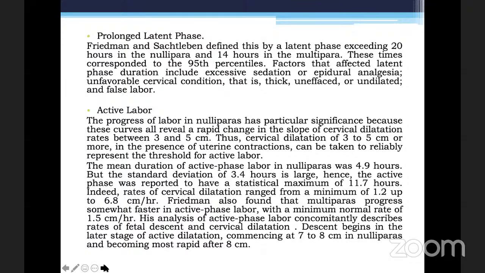Prolonged latent phase: Friedman and Sachtel-Benz defined this by a latent phase exceeding 20 hours in the nullipara and 14 hours in the multipara. These times correspond to the 95th percentile. Factors that affect latent phase duration include excessive sedation or epidural analgesia, unfavorable cervical condition, that is thick, uneffaced or undilated, and false labor. Then the active labor.